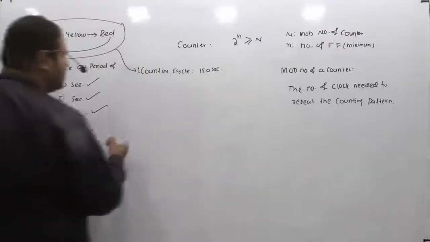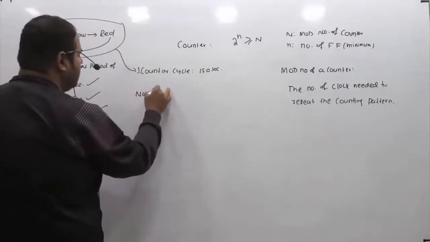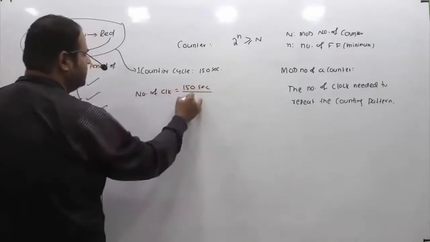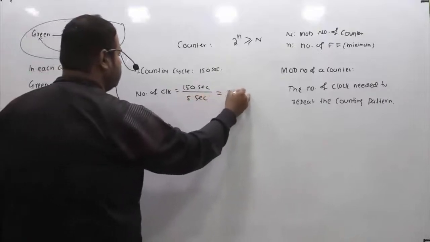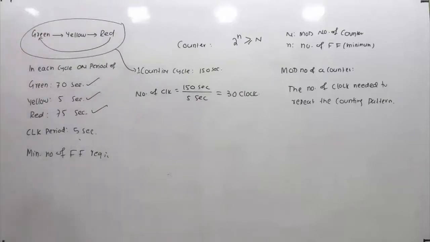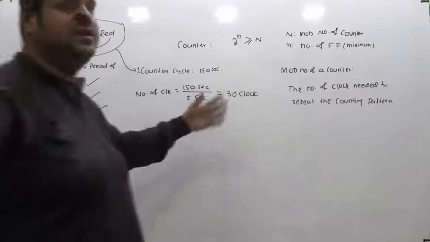And 150 seconds is how many clocks? One clock is 5 seconds. So the number of clocks equals 150 seconds divided by 1 clock period, which is 5 seconds. This comes to be 30 clocks. Yes or no? To complete one lighting cycle of this traffic signal, it takes 30 clocks. So if we link this FSM with counters, instead of giving one counting cycle, they have given one lighting cycle, equivalent to 30 clocks.